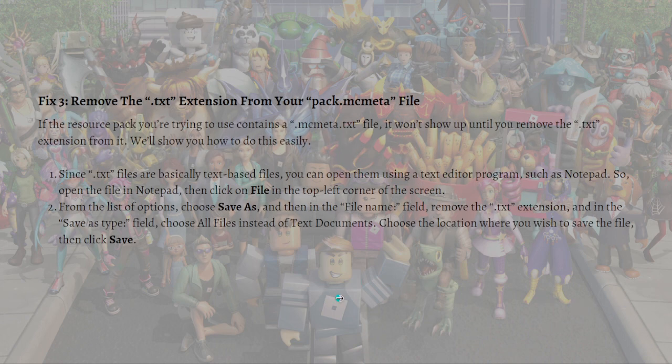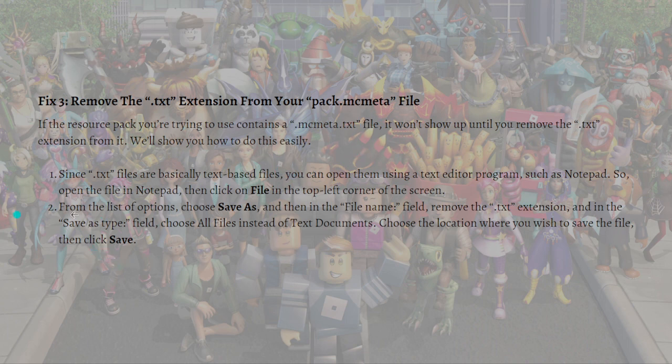And then next, what you can do is remove the .txt extension from your pack.mcmeta file. If the resource pack you're trying to use contains this file right here, the mcmeta.txt file, it won't show up until you remove the txt extension from it.